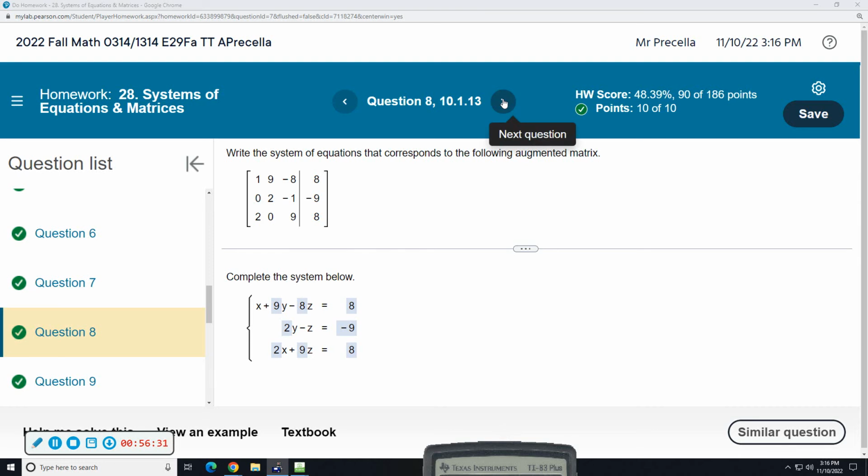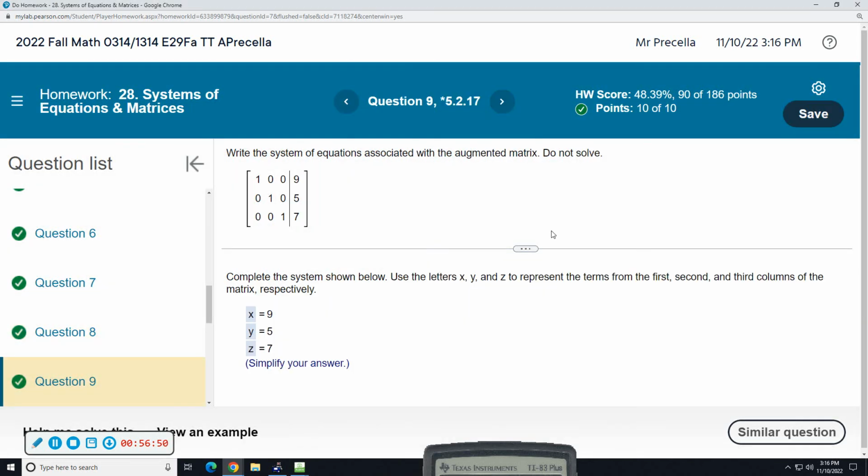Okay? So number 10. We're now finished with these augmented matrices. Again, this assignment, instead of having 4 or 5 assignments with 3 or 4 problems, we have just one big assignment with 18 problems. Okay? So, number 9, we've already done.